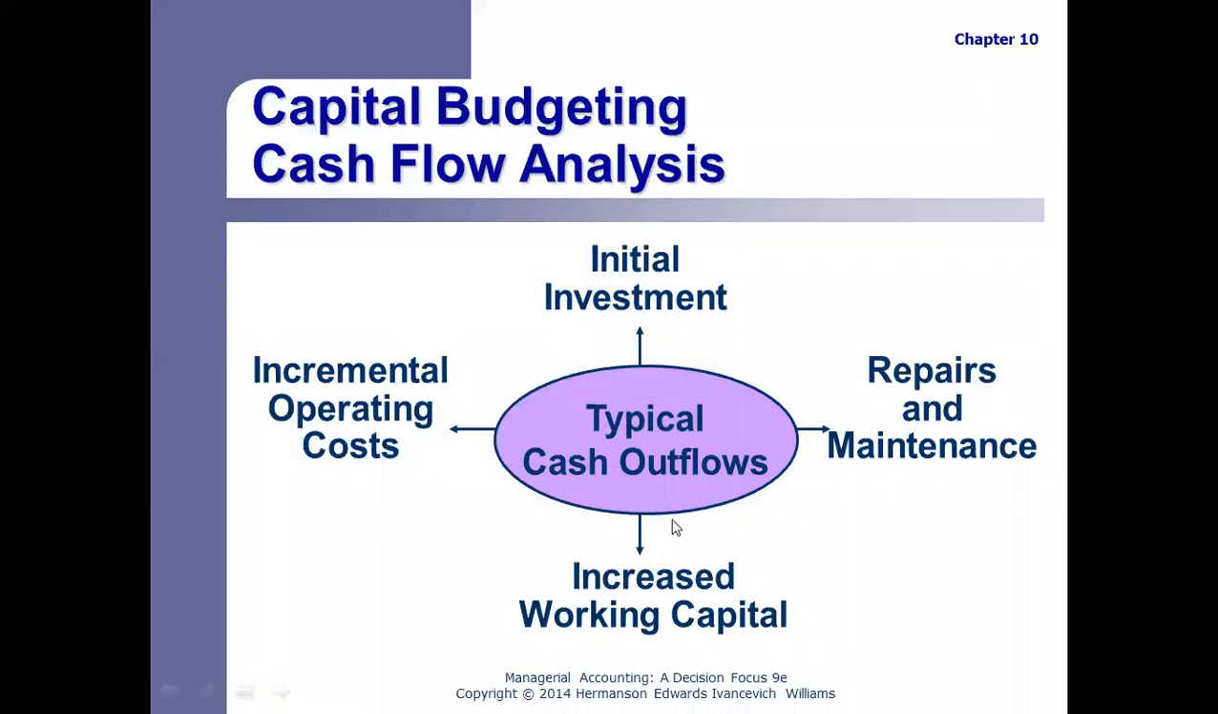Here are the typical cash outflows, money going out, for a capital budgeting problem. The initial investment, so the purchase of equipment or some other capital assets. Then there's ongoing repairs and maintenance throughout the life of the asset. Increased operating costs to operate the equipment. And then working capital is similar to this internal operating cost, in that this is the money you need to operate the machine or equipment or whatever the asset is.